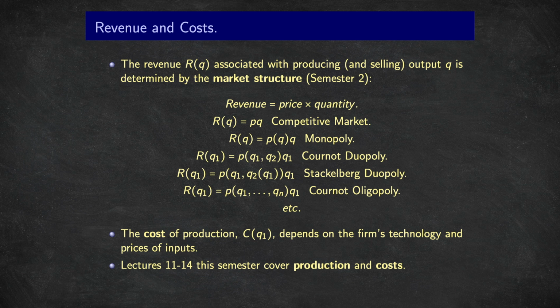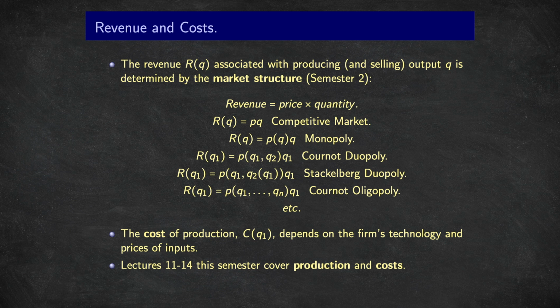So revenue is, of course, the money that you make by selling your goods. So revenue is the price that you get for your goods multiplied by the quantity of goods that you can sell. How is this price determined? That's what we mean by a market structure. So different market structures determine this price in different ways.